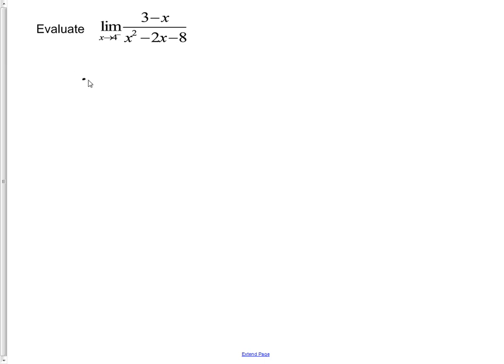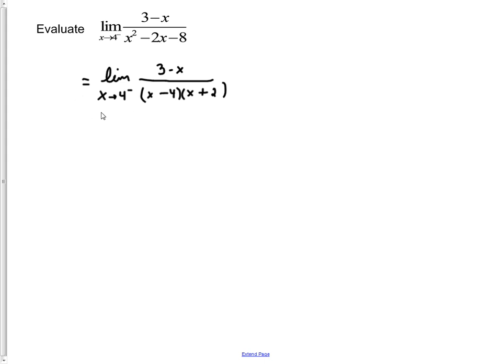So let's rewrite our limit. We'll be evaluating the limit as x approaches 4 from the left of the quantity 3 minus x, that doesn't change in the numerator, divided by our factors of x squared minus 2x minus 8. That's going to be, let's see, x times x gives us x squared. 4 and 2 have a difference of 2, and we want negative 2, so it's going to be minus 4 and plus 2. And that means that we definitely do have a vertical asymptote at x equals 4.